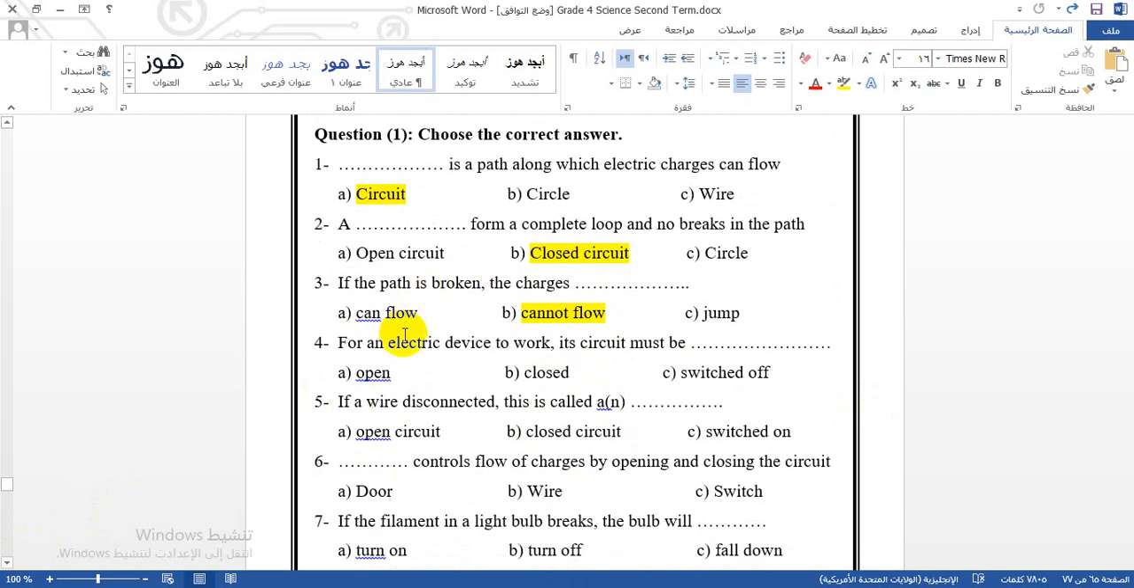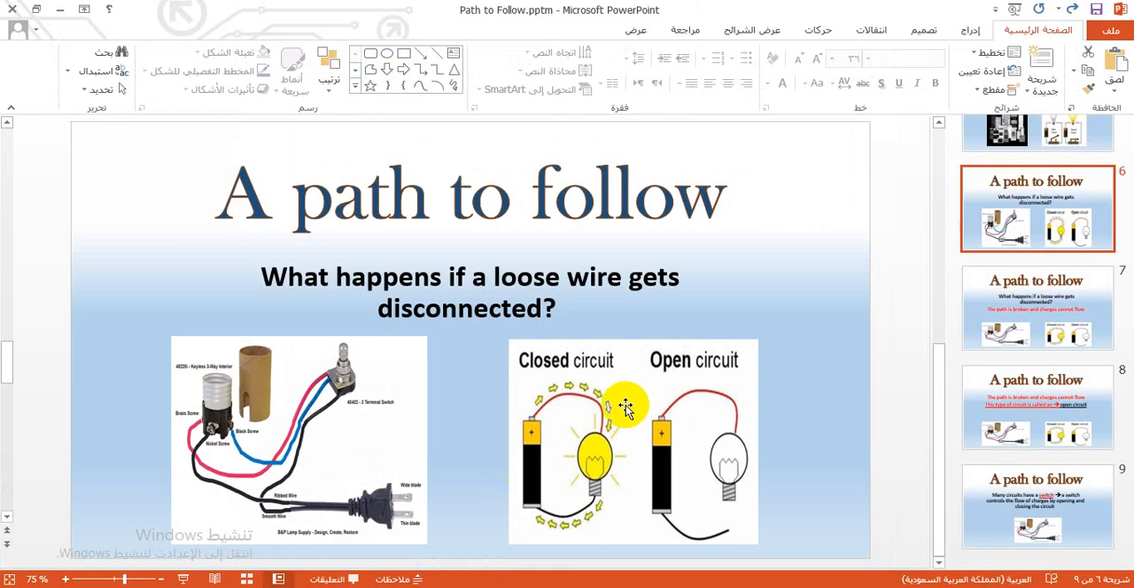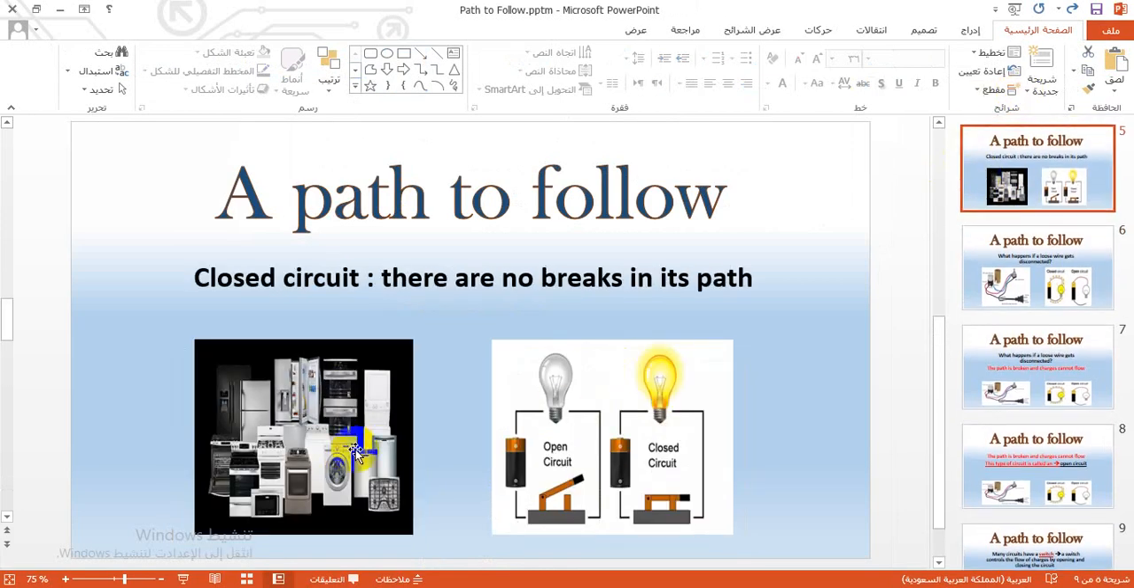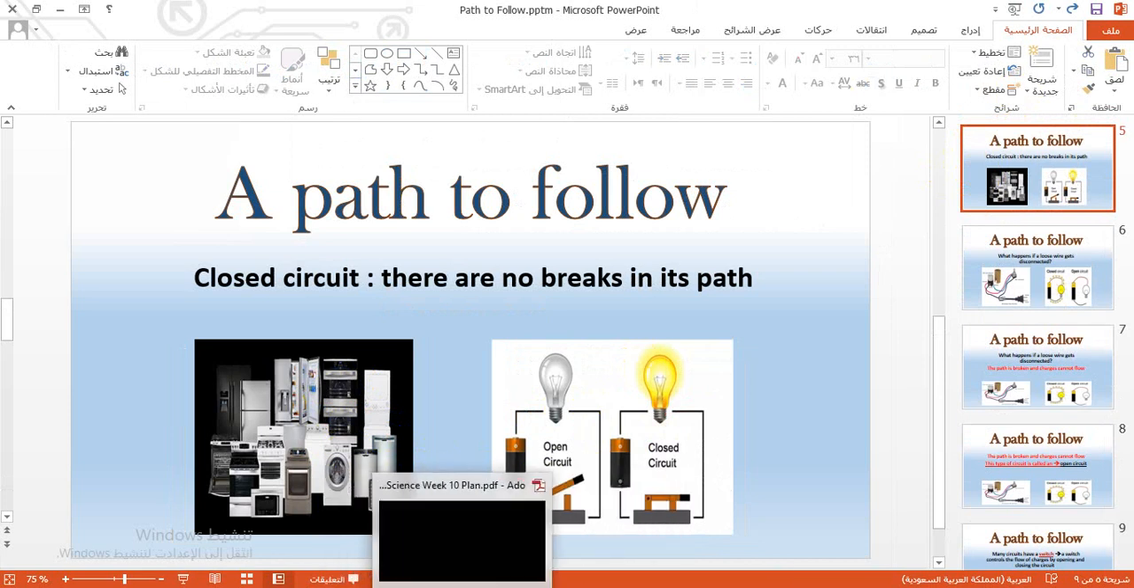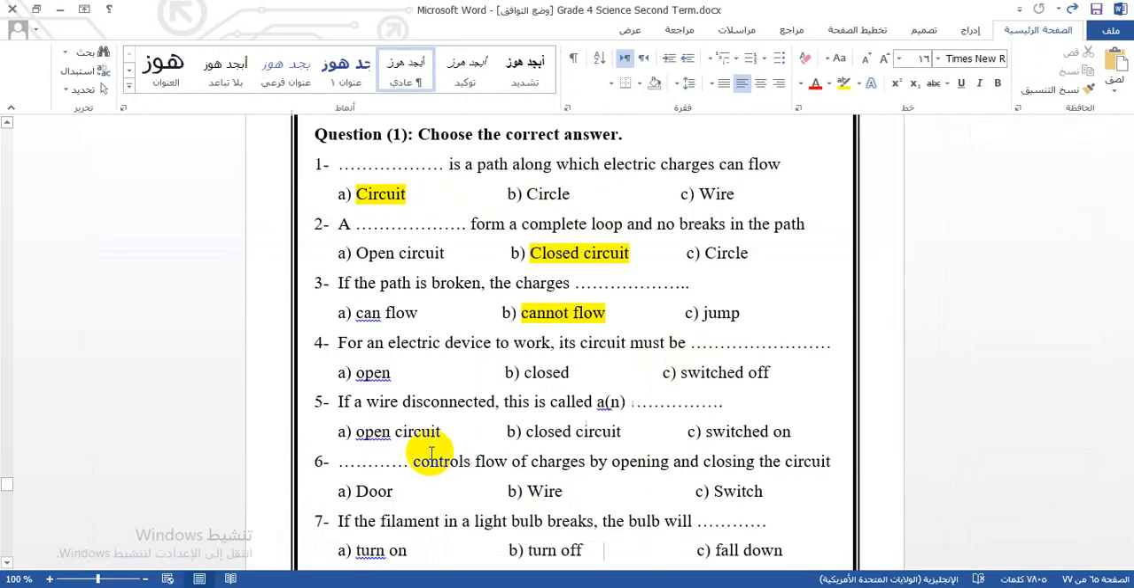Number 4, for an electric device to work. If you remember this slide, to make the devices work, does it need an open circuit or a closed circuit? Try to remember, guys. For electric devices to work, its circuit must be open or closed? Sure, it should be closed.